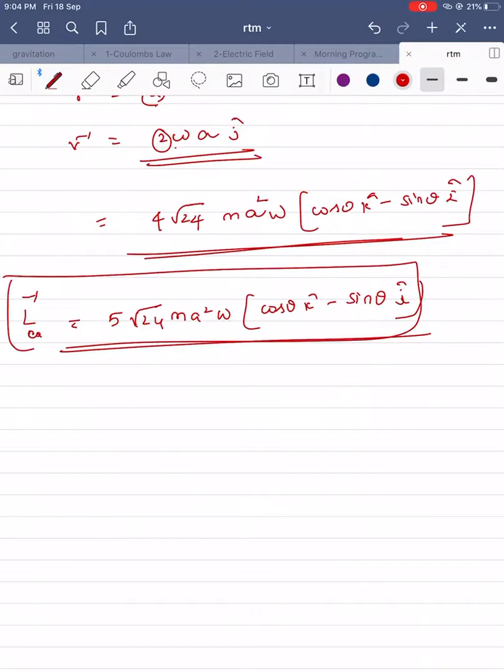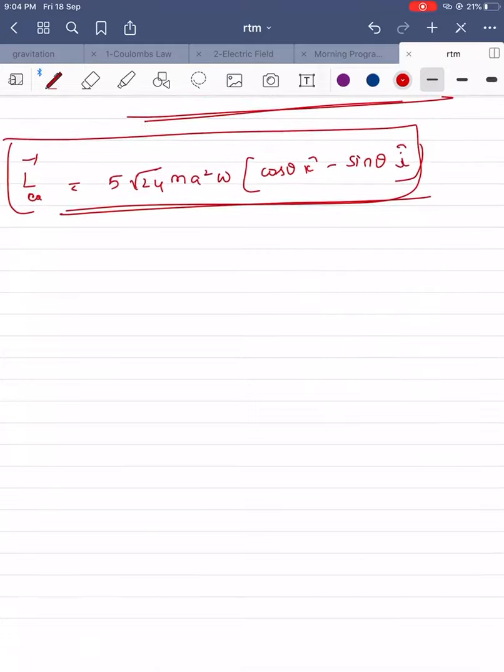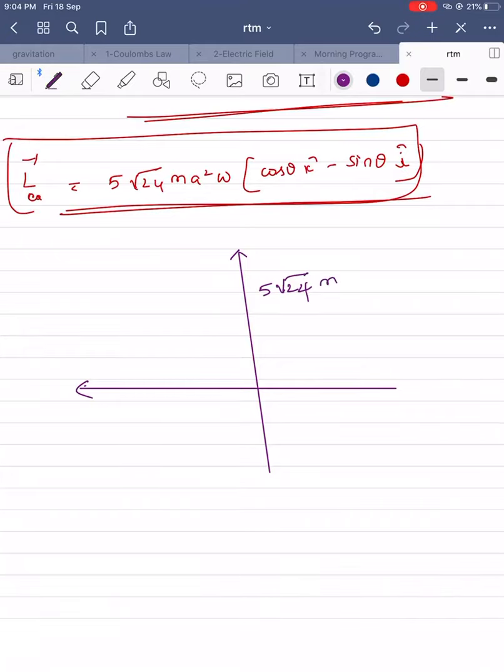We are not done yet. We are only half done. Still so many things are there to do. So let's picturize whatever directions we got. Angular momentum things. Okay, this is the Z axis K, which means 5 root 24 m a square omega cos theta.